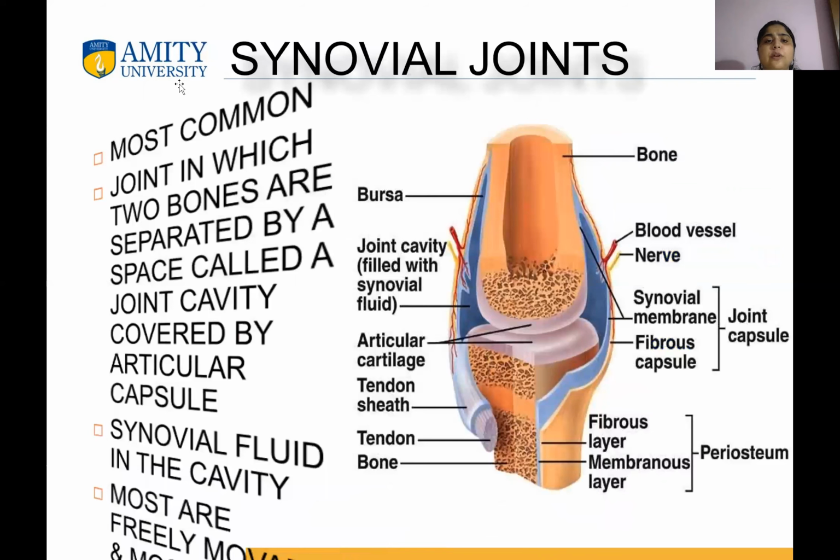Next, the synovial joints. These are the most common joints, in which two bones are separated by a space called a joint cavity, enclosed by an articular capsule. Synovial fluid is in the cavity, and most are freely movable. This is how they look. They have a blood vessel, nerve, synovial membrane, fibrous capsule with a fibrous layer and membranous layer, articular cartilage, and tendon, with bone connected to one another.